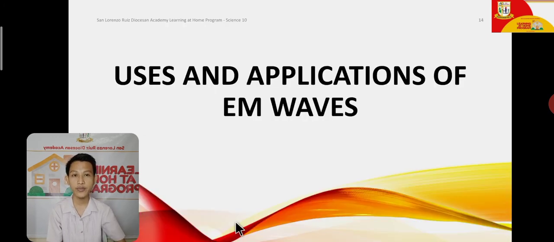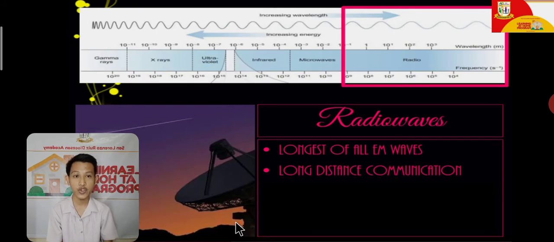Now, let's go with objective number 2, the uses and applications of electromagnetic waves. Okay? So let's start with the radio waves. Ito yung unang-unang waves na makikita sa ating electromagnetic spectrum. Radio waves are the longest of all electromagnetic waves. Ito yung pinakamahaba because it has the longest wavelength. It is used for long distance communications. Alam naman natin, di ba? Pag nabanggit na yung radio, it is used for long distance communication. Okay. Ano pa kaya yung iba niyang uses bukod sa long distance communication? Dito magugulat kayo na actually gumagamit na pala kayo ng radio waves.